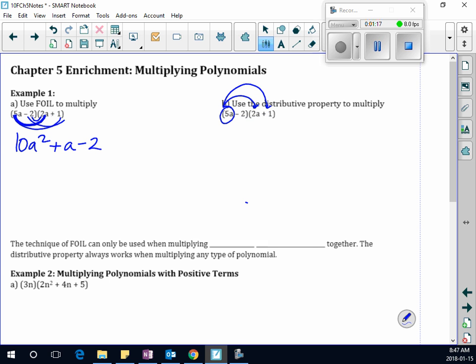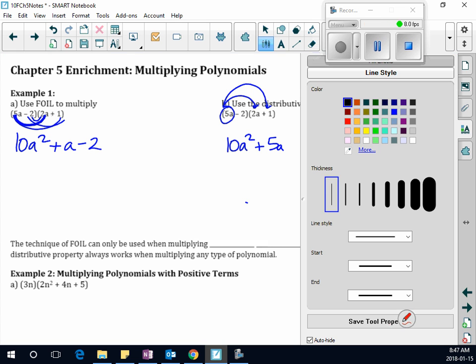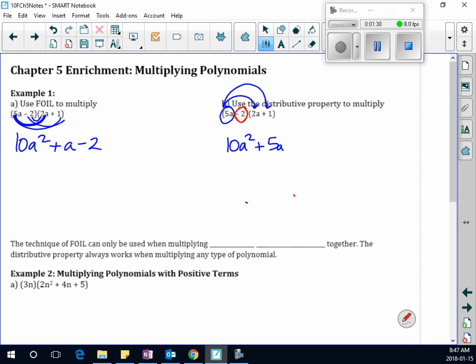So 5a times 2a is 10a squared. 5a times 1 is plus 5a. Then I'm going to take, and I use a different color, the minus 2 and distribute it to the two terms as well. So minus 2 times 2a is minus 4a. Minus 2 times positive 1 is minus 2. And then we combine the middle term and we get 10a squared plus a minus 2.